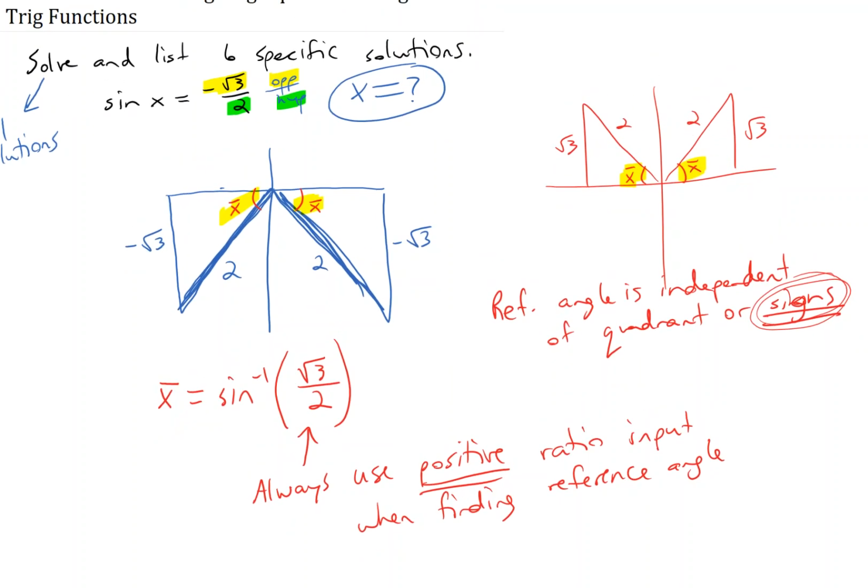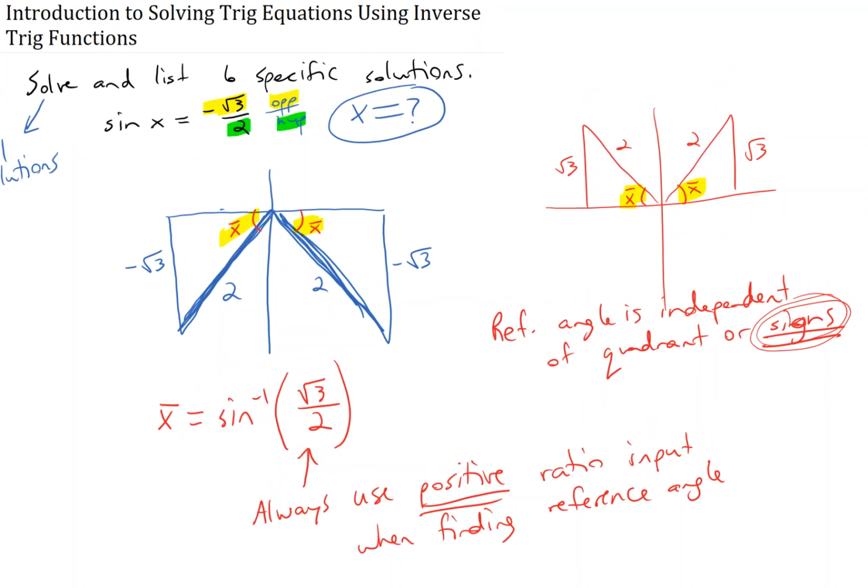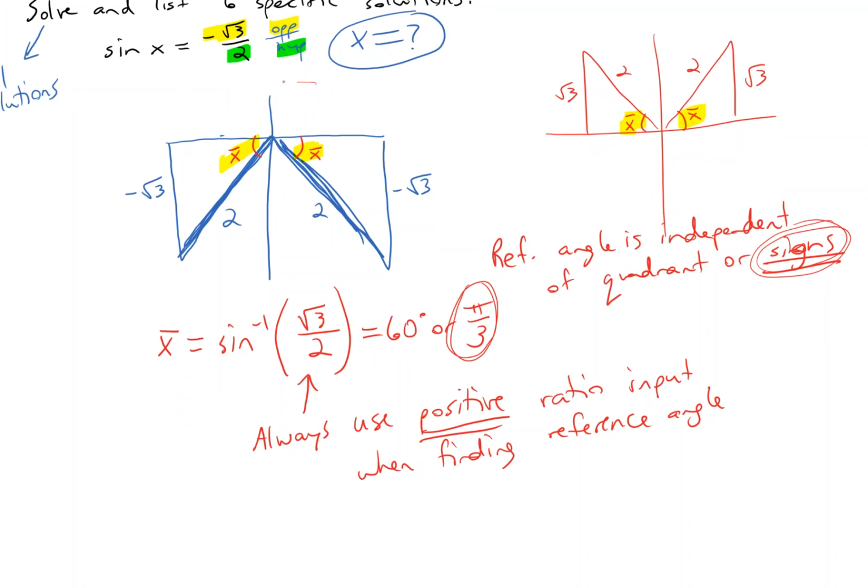So in this case, if you plug that into your calculator, you should already know what this is, but if you don't, you'll see that if you're in degree mode, you'll get 60 degrees, or if you're in radians mode, you should get pi over 3. Now, when you're solving trig equations, we usually give our angles in terms of radians, so we're going to use pi over 3. Let's reevaluate this picture with our new information.